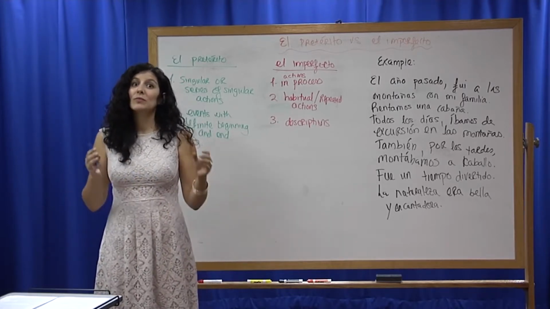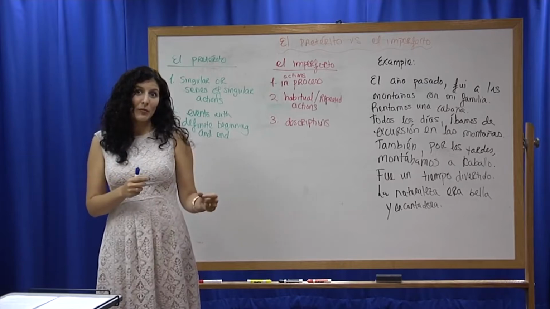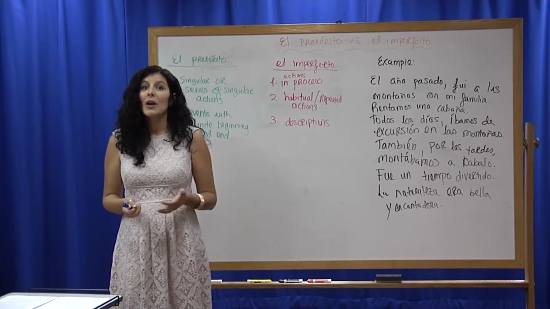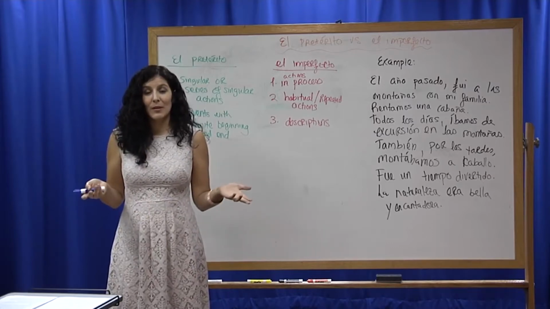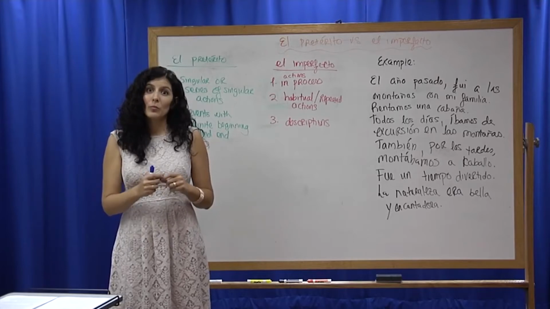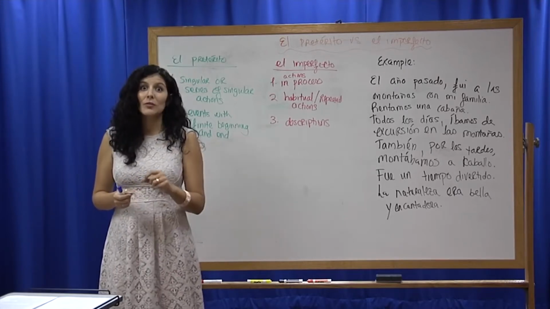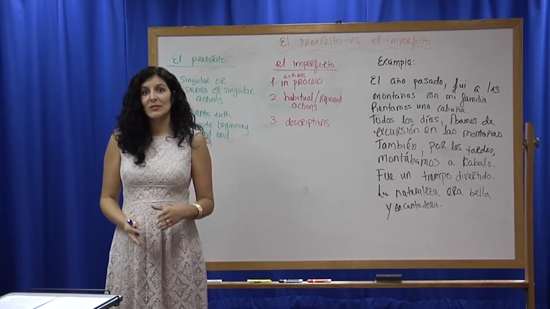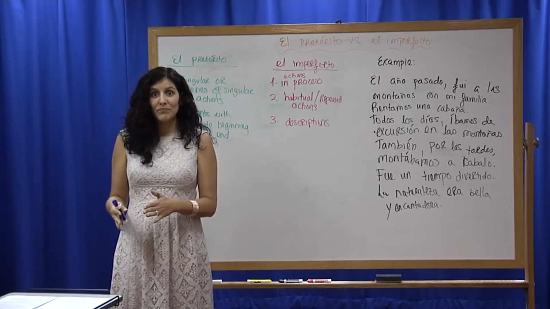In fact, you would flow between the preterite and the imperfect if you were telling someone about a vacation that you took, or about a past trip, or about your childhood, for example. You would switch between them relatively easily, using one for one type of scenario and another for different types of scenarios. So what are the situations in which we would use the preterite as opposed to the imperfect?